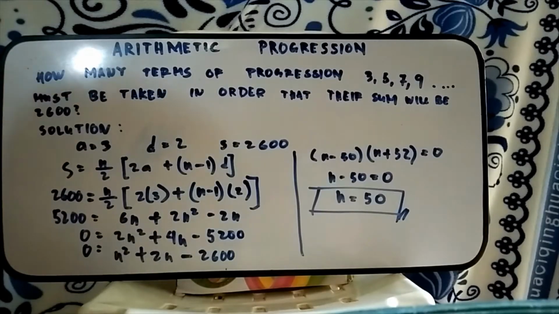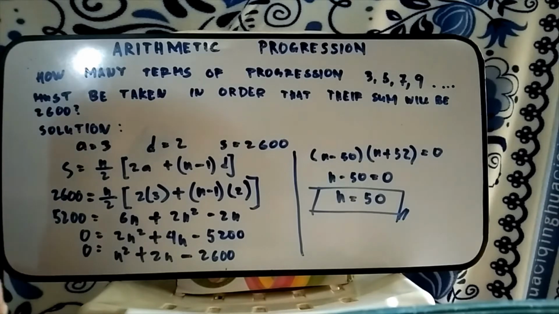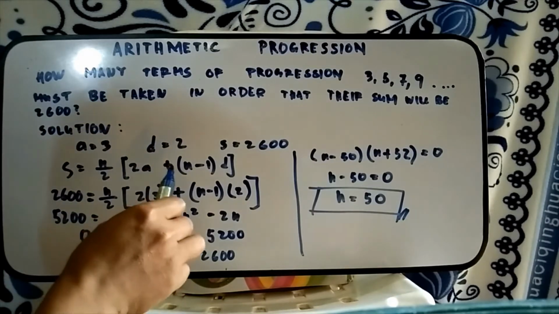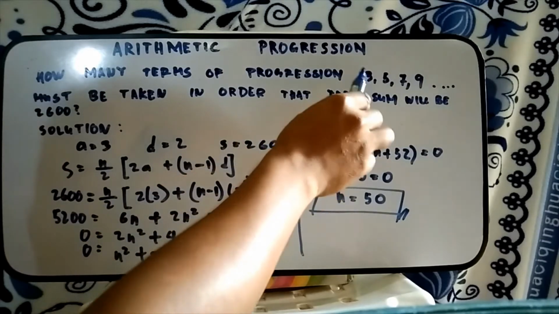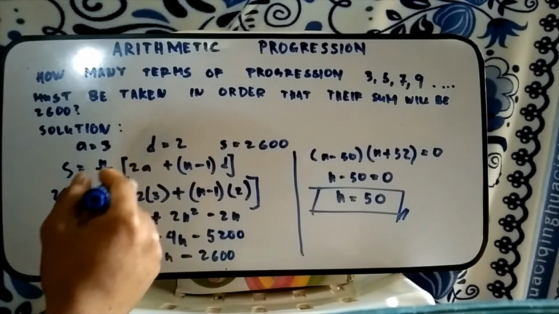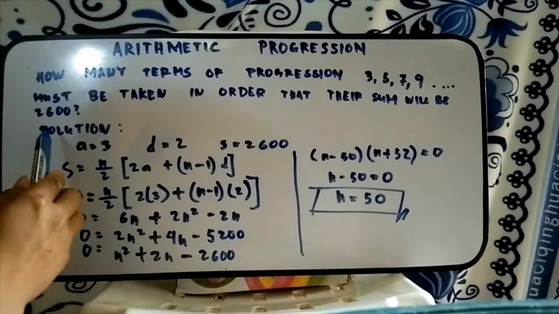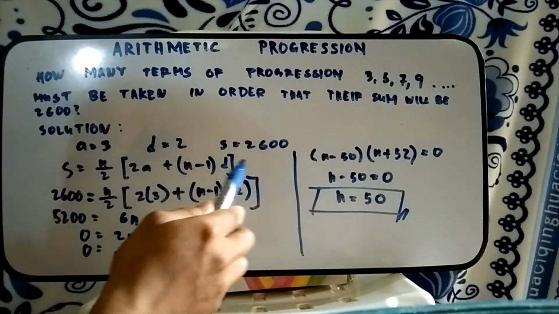How many terms of progression 3, 5, 7, 9 must be taken in order that their sum will be 2,600? Okay. Solution. First is to find the given. The given is A, which is 3, the first term, and D, 2, the difference of the first term and second term. 5 less 3, so 2. And the third given is their sum, 2,600.